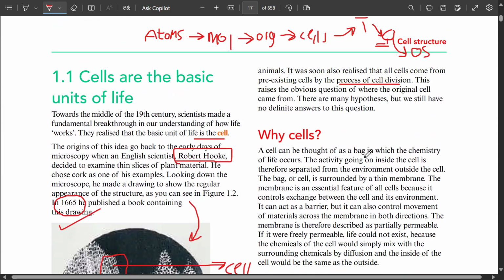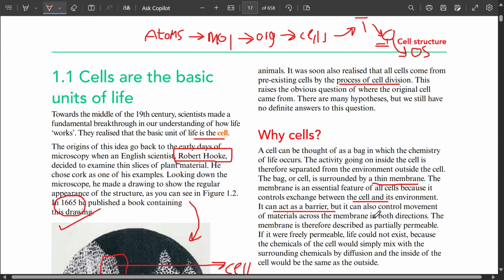A cell can be thought of as a bag in which the chemistry of life occurs. The activity going on inside the cell is therefore separated from the environment outside the cell. The bag or cell is surrounded by a thin membrane, and the membrane is an essential feature of all cells because it controls exchange between the cell and its environment. It can act as a barrier, but it can also control movement of materials across the membrane in both directions as well.